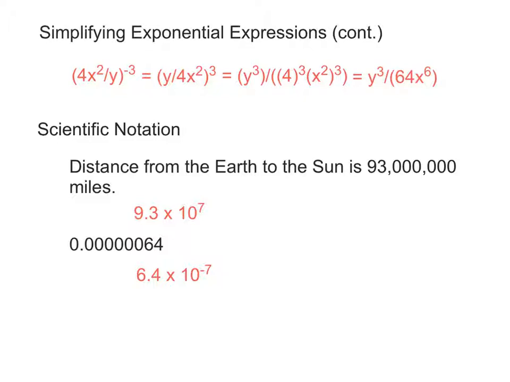Okay, please note that in either case, whether we're talking a very large number or a very small number, the first number is greater than or equal to 1 and less than 10, okay? So we might have a certain number of significant digits, but basically the initial number here is a number greater than or equal to 1 and less than 10. And then it is multiplied by 10 raised to the exponent, okay? So this is how we write scientific notation.